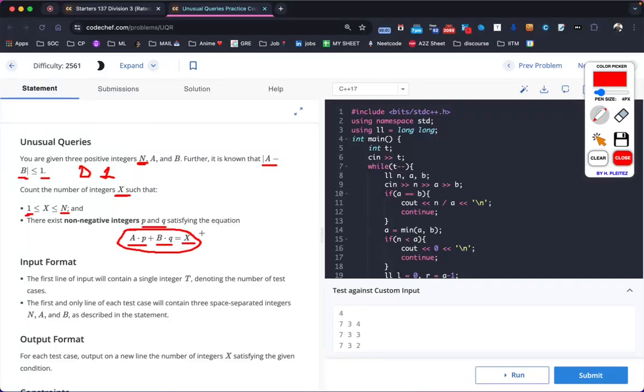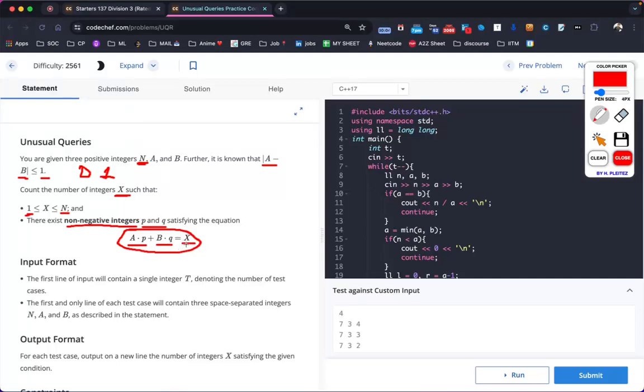See, what it's saying is a times p and b times q, and it doesn't matter, because these are non-negative integers. Non-negative in the sense it cannot be negative, it can be 0 or positive. So a times p can be equal to x, or p can become 0 and b times q is equal to x. The problem is easily simplified: we can make one of them 0 and solve the other one.